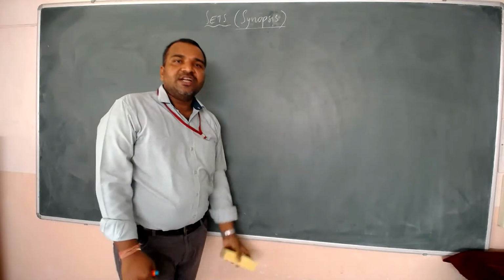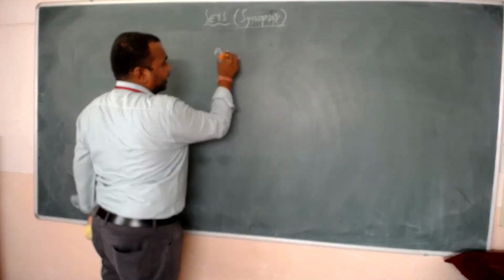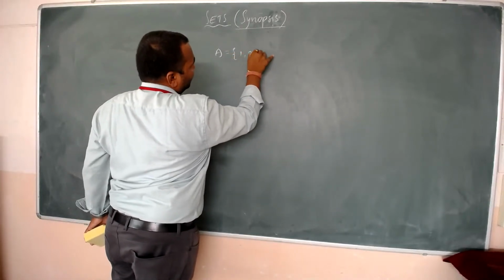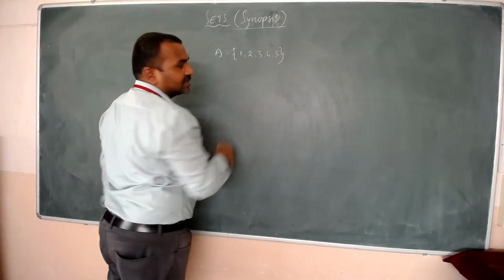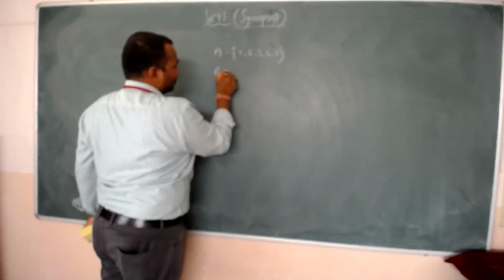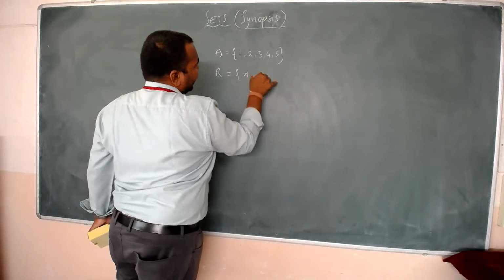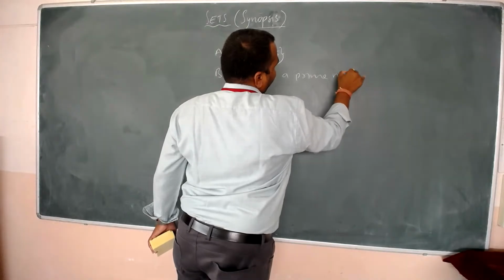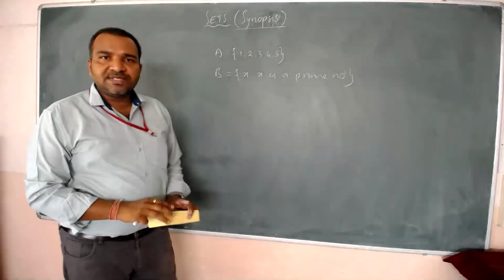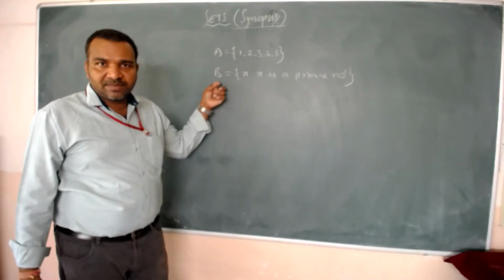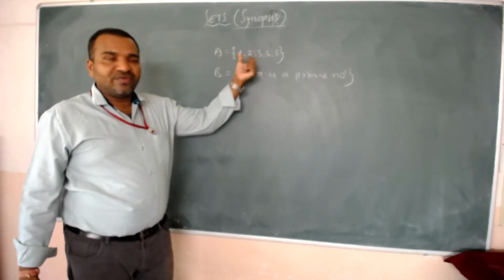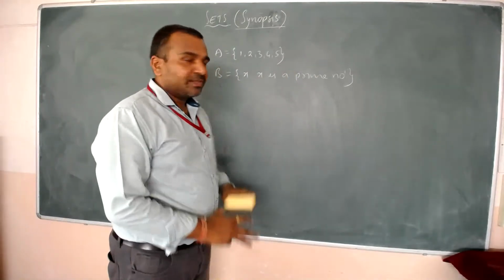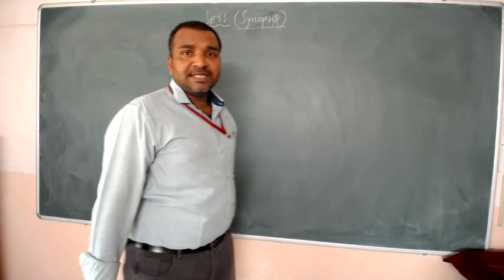Generally, sets are denoted by capital letters. For example, A is a set, A = {1, 2, 3, 4, 5}. I'm taking one more: B = {x such that x is a prime number}. These are examples of sets. Capital A is the set of 1, 2, 3, 4, 5, and capital B is a set of x such that x is a prime number. Clear?